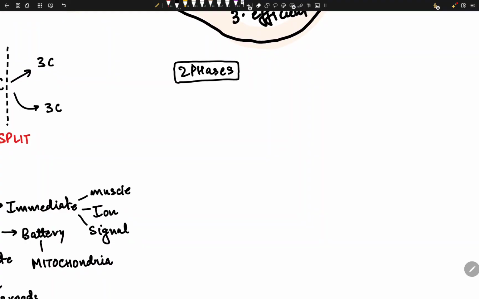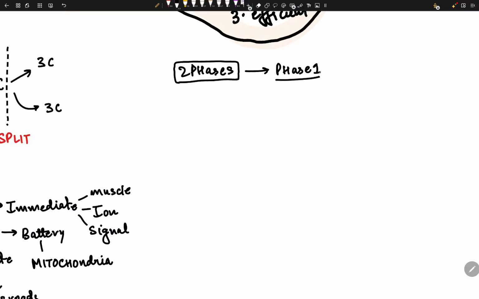Now, we ask ourselves, why do we spend ATP before making ATP? Right? This is an excellent question. This question actually explains the entire pathway. So we have 2 phases of glycolysis. Let's start in phase 1. This is phase 1.